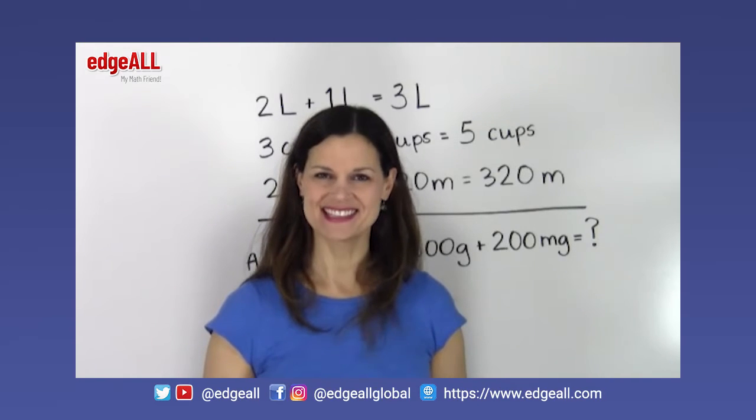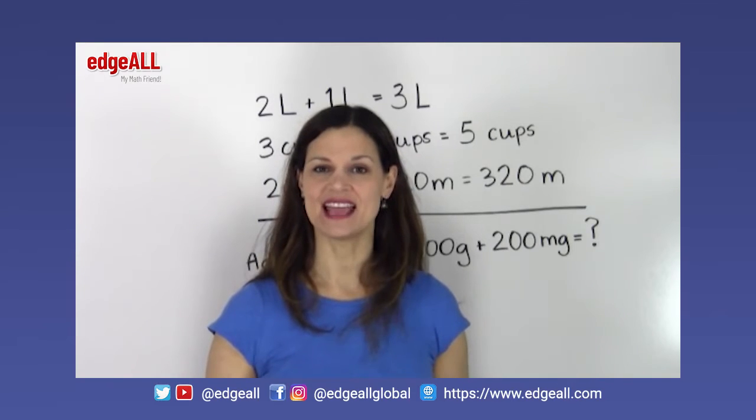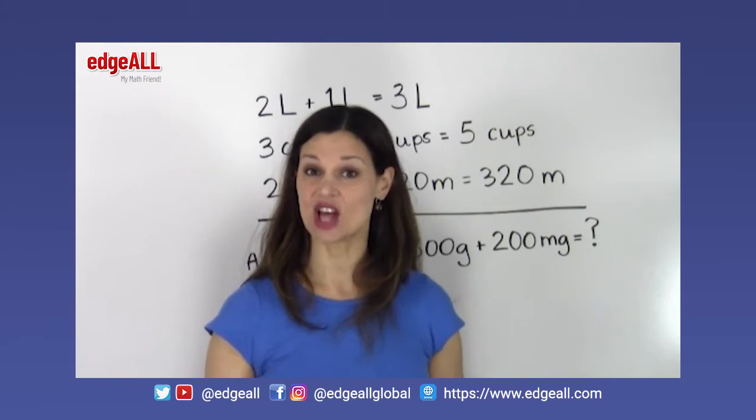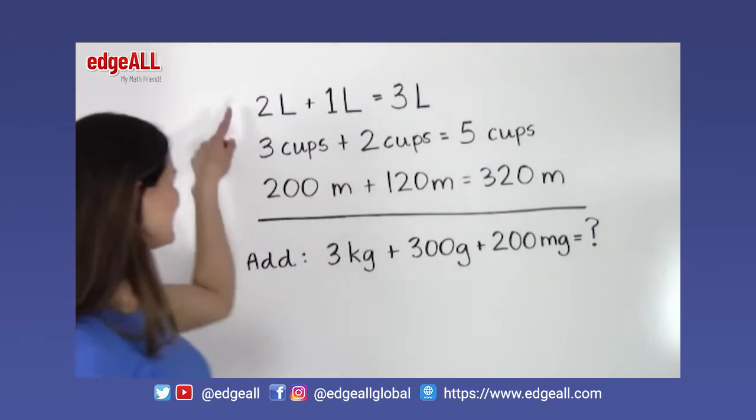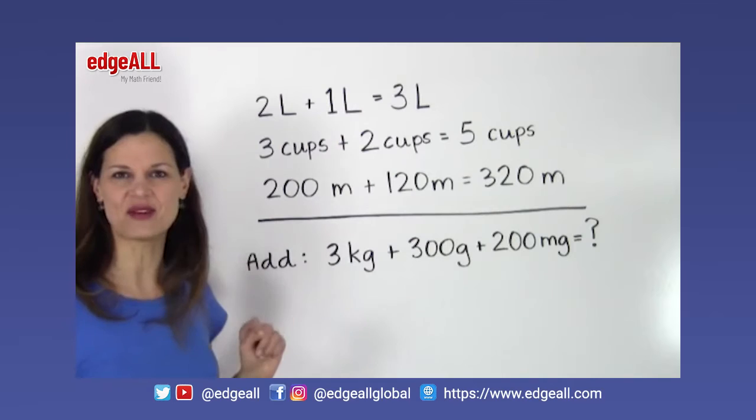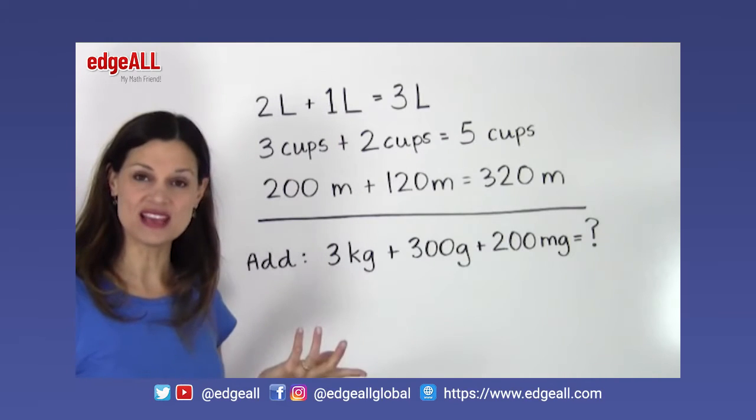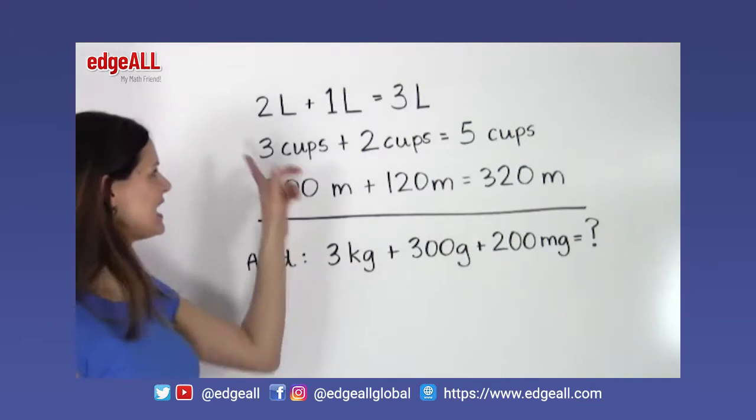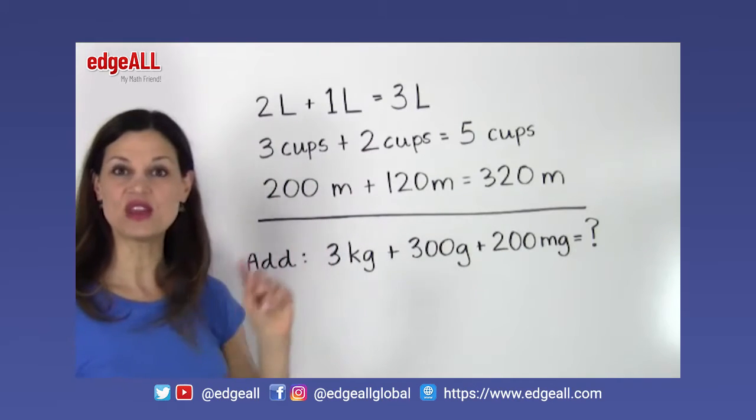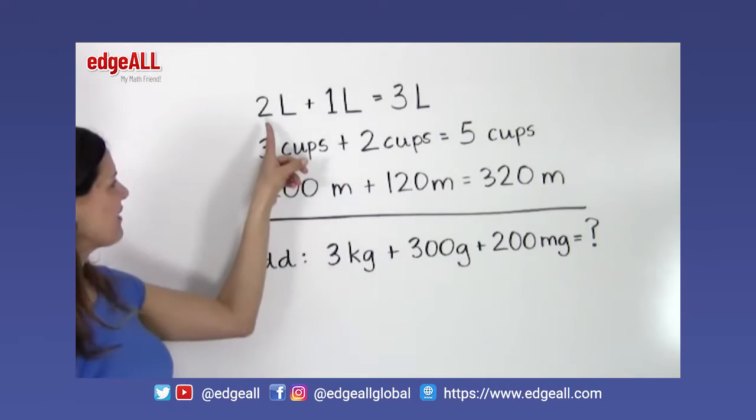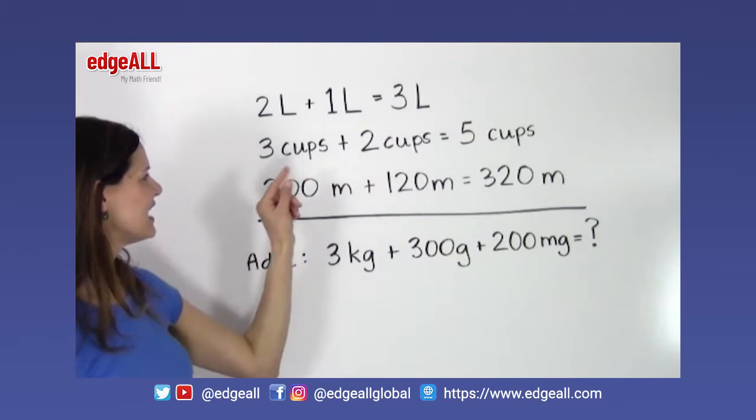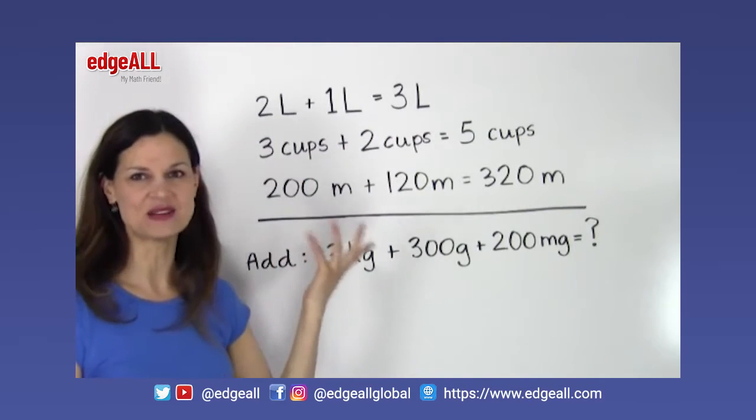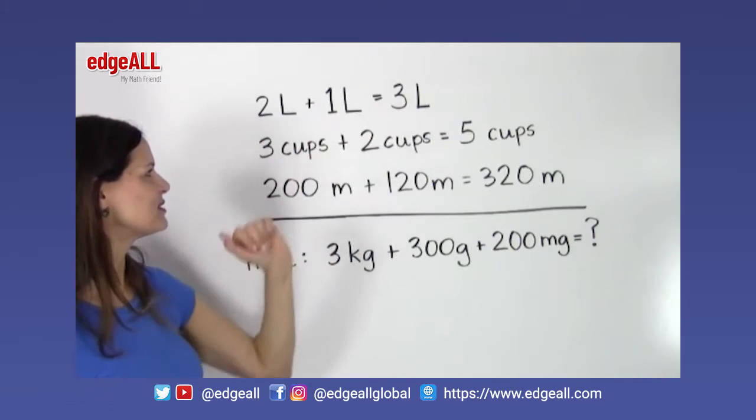Units of mass, length, and capacity can be added like any other addition, as long as the units match. So let's look at these three examples that I have written on the board of units with addition, and in each of these examples the units match. So we have 2 liters plus 1 liter equals 3 liters. And so we just do the addition like normal addition. 2 plus 1 equals 3.